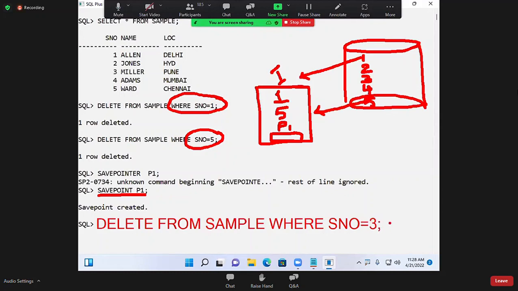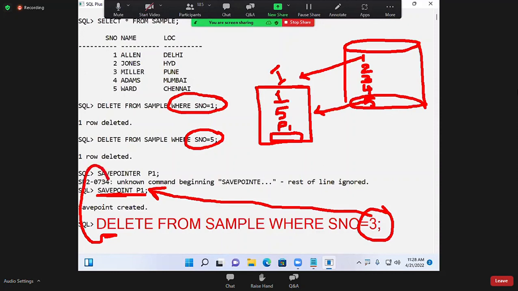Then what happens when I execute this query? This number 3 is deleted from the database, but where is the deleted data saved? In the pointer. Can you see I am writing this delete command after the save point? That means whatever operation you do here, that operational data is saved under the pointer. That is the meaning of that. Now 3 is deleted from the database, and it is saved under which memory? Pointer memory. The number saved is 3.